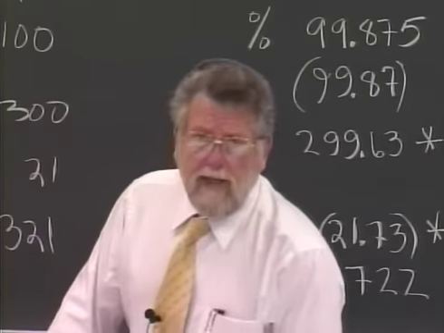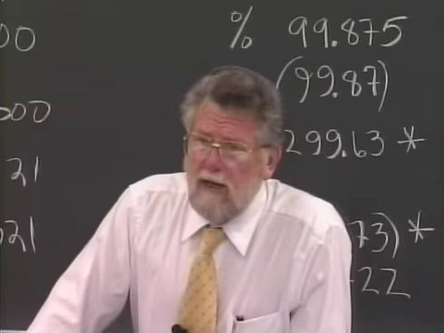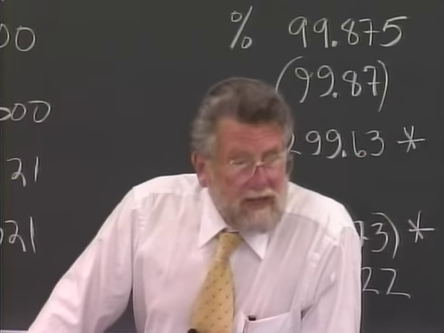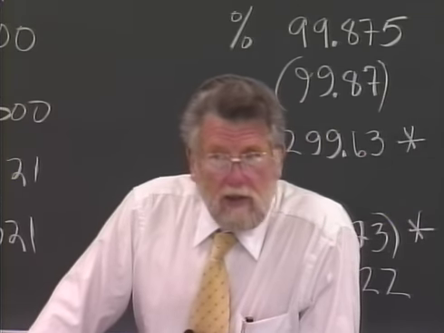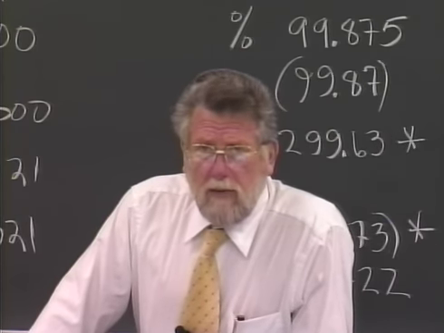And so here's the way it's stated. You get 35 problems correct on a 45 question test. The percent correct is what you want. Now on this problem, what you were supposed to see last night was that you wanted percent. So you needed to document that with a formula. So let's come back to the problem again.